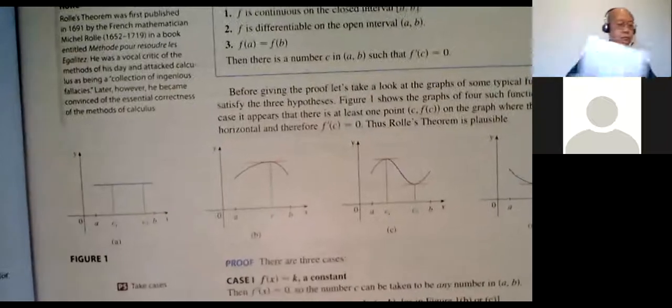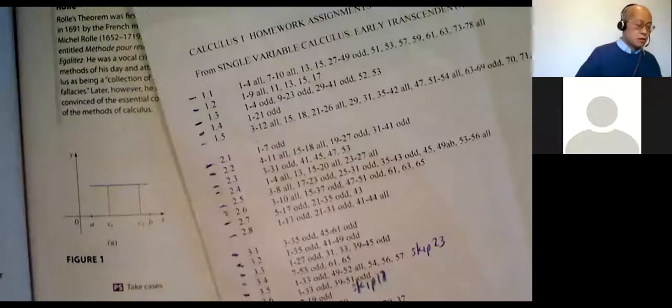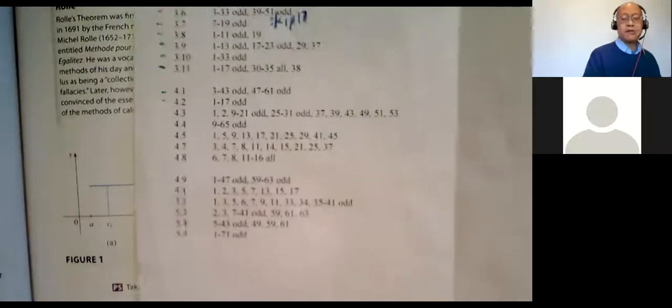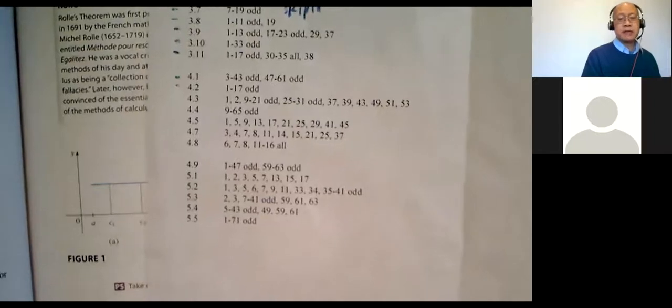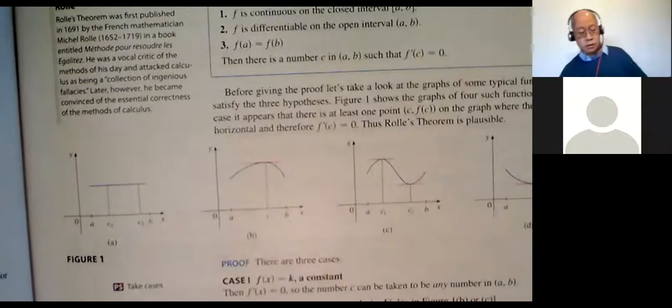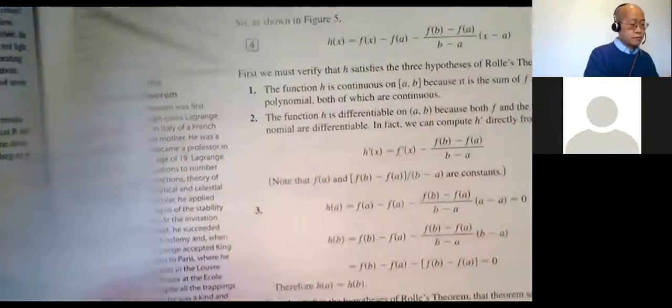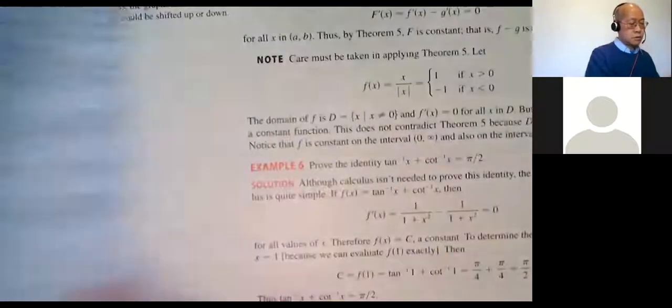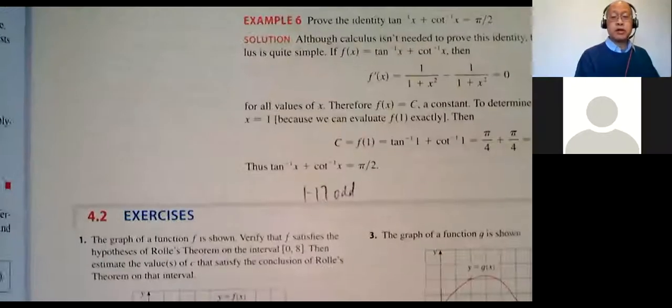Okay, so how do we use this funny theorem? The homework problems weren't that many. It's 1 to 17, and big surprise, I'm going to end up doing most of them anyway. So what are they talking about? Page 291, section 4.2, 1 to 17 odd.